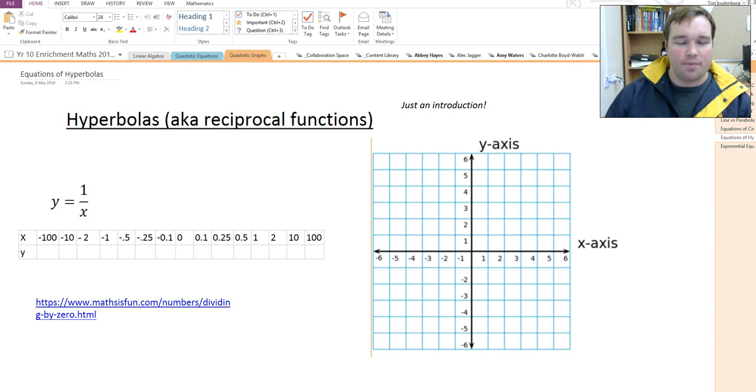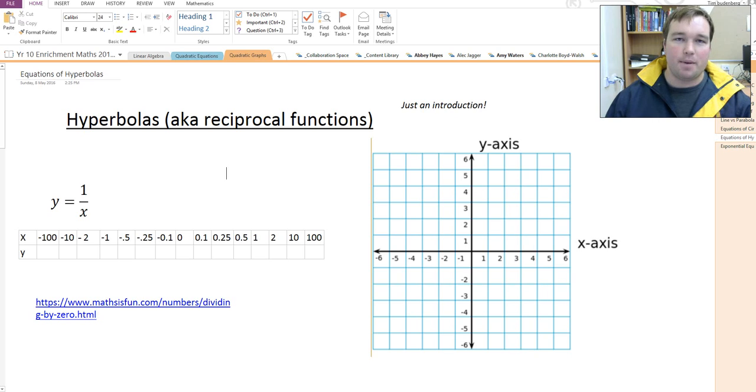Good morning, Year 10s. Welcome to our introduction to hyperbolas, otherwise known as reciprocal functions. Those two words are used interchangeably. Now, the most basic hyperbolic function takes the form y equals 1 on x. We can build on that to say 2 on x, 2 on x plus 3, for example, but let's start off just with looking at y equals 1 on x.